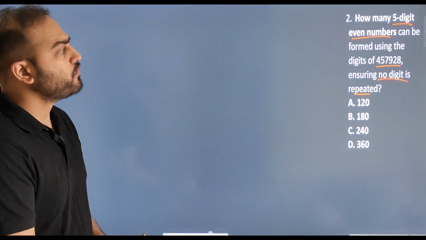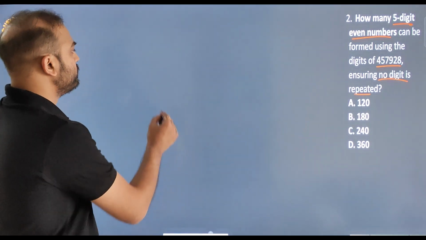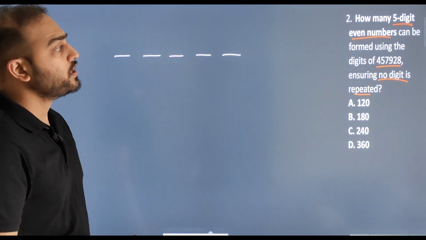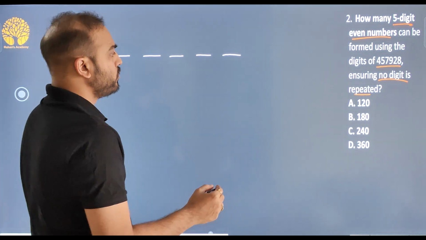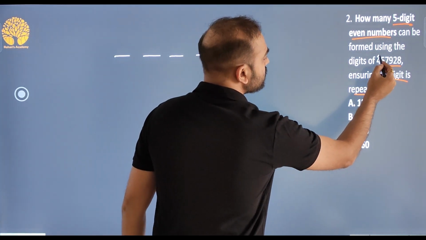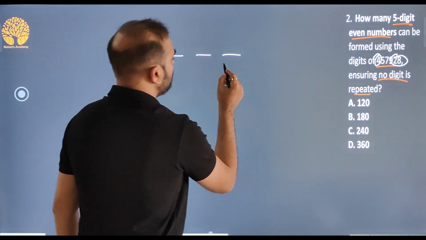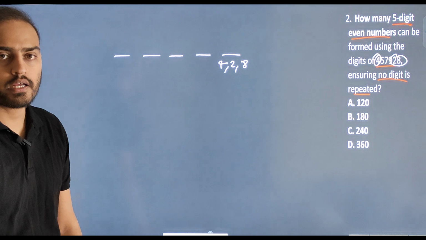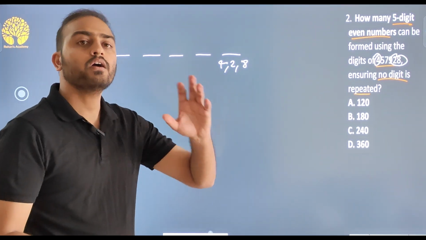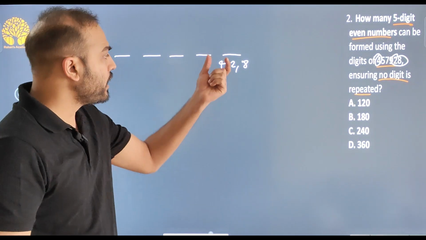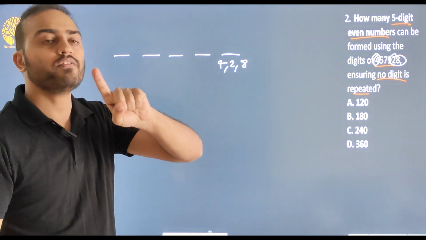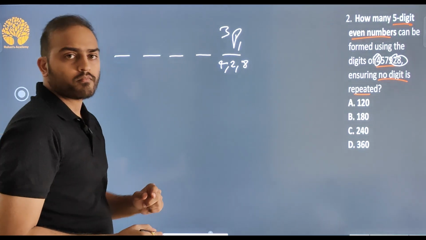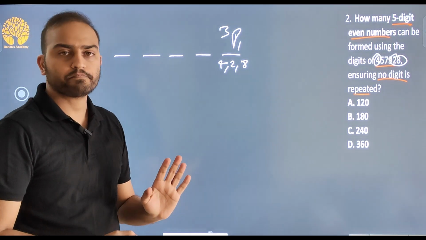Now the question comes, what do I want? I want a 5-digit number. What is the constraint? The number has to be an even number. So the last digit has to be 4, 2 or 8. As I told you, whenever there is a constraint, get rid of the constraint first. I have 3 options. I want only one in my last digit. So that's 3p1. From these 3, pick any one.